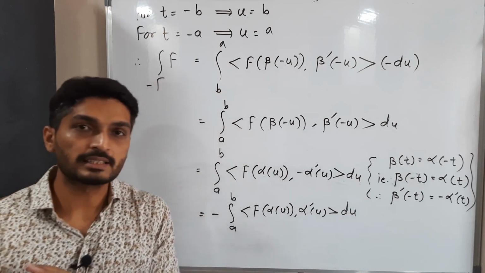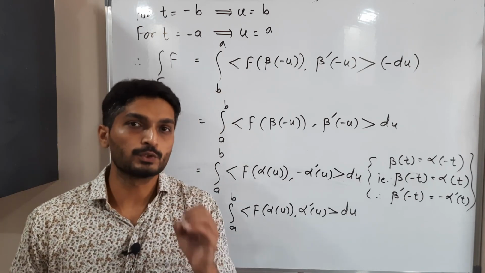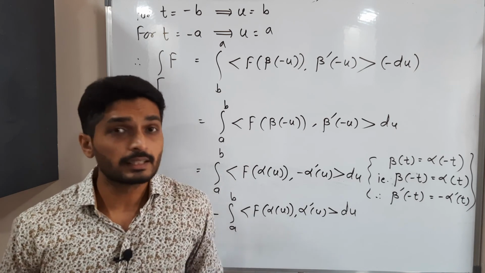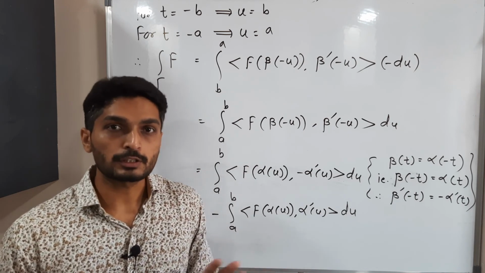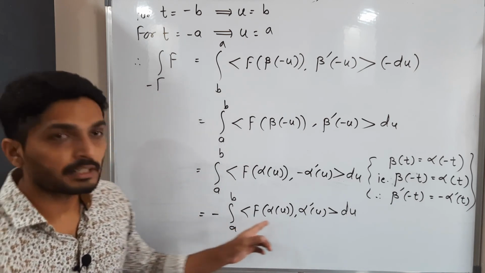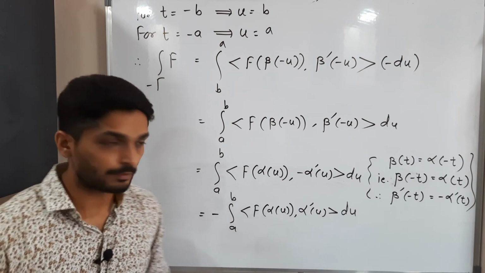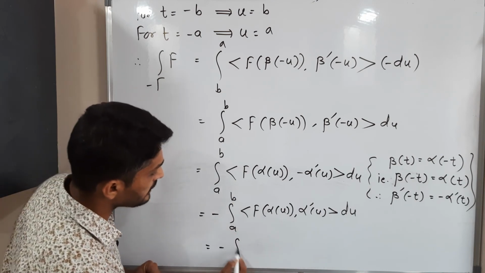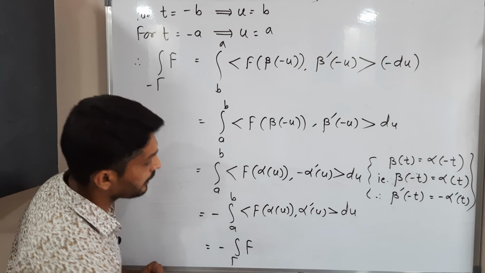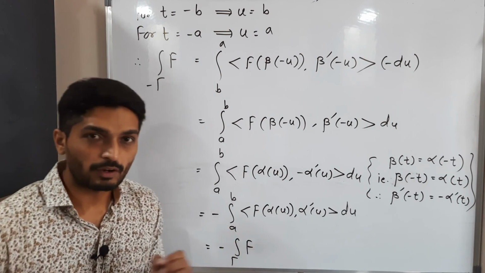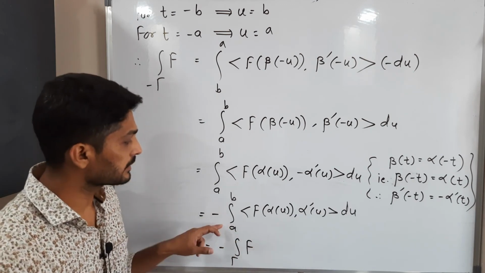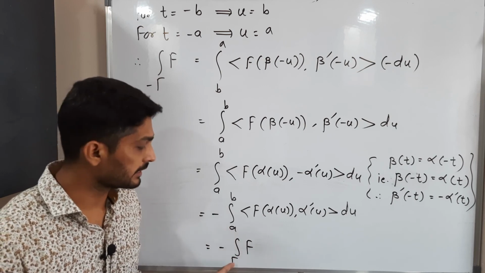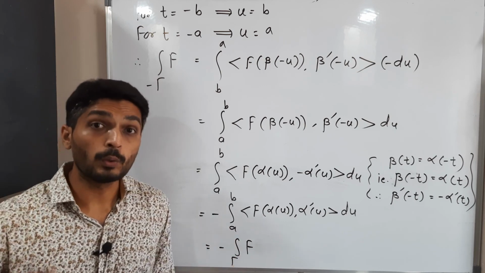Actually, the variable doesn't matter. If you use t, if you use u, if you use any v, it doesn't matter. The value of the integration remains the same. Okay. So this is nothing but the definition of the line integral of a vector field. So simply I can write minus integration f over gamma. So the alpha we have used, and the second thing is limits from a to b. So obviously this is the line integral of f over gamma.